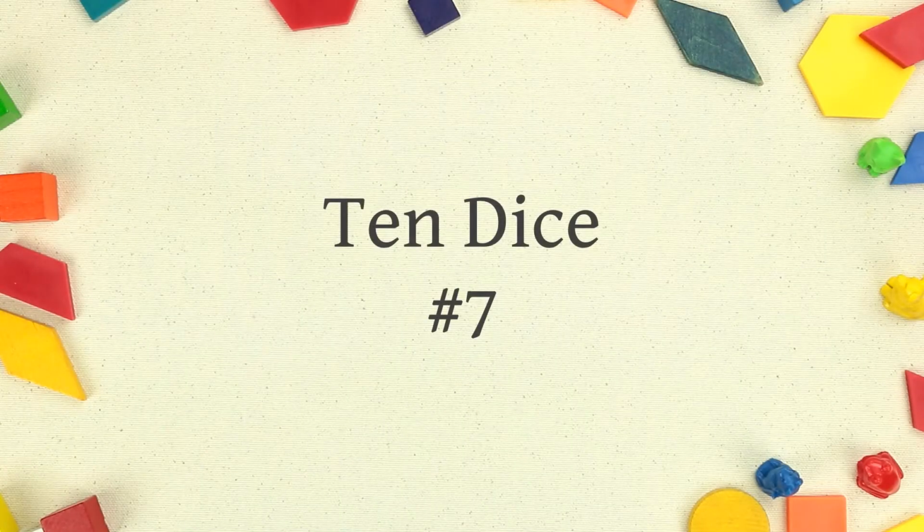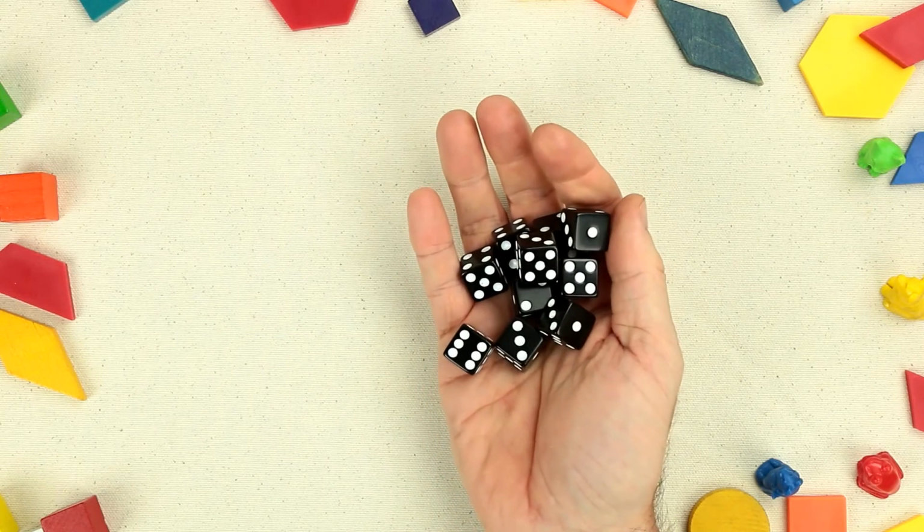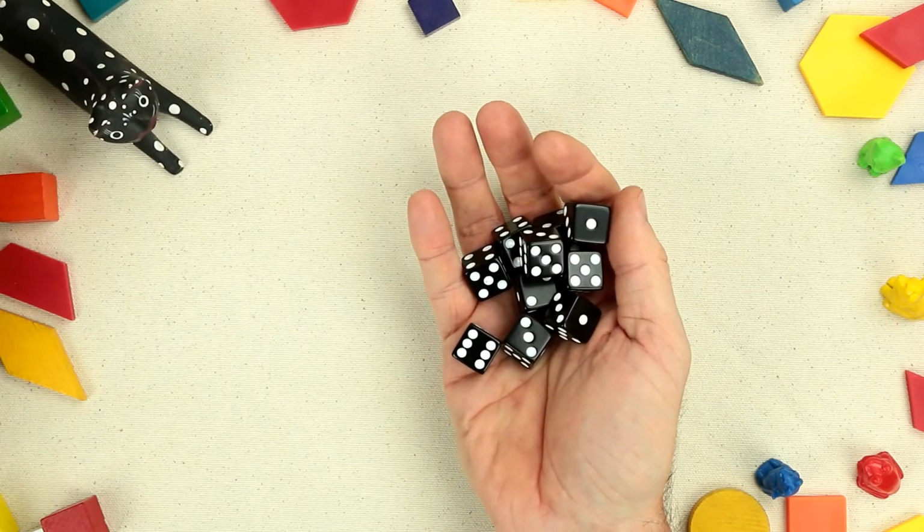Hi, everybody. Johnnie here. Let's do some counting together. We'll need something to count, and we'll need a cat.